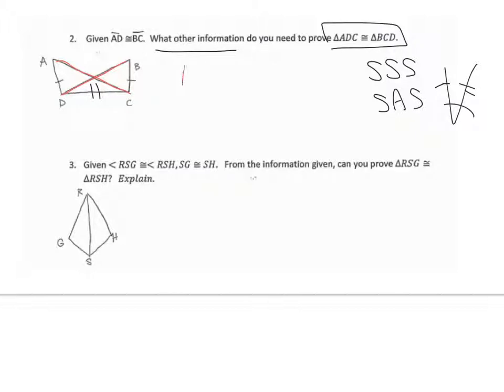I would either need to know that the segment AC is congruent to the segment BD. That would give me side, side, side. But we also need to know an angle to get side, angle, side. So I could have that these two angles are congruent. These are the two angles that are in between the two sides. So if I did side, side, side, I would need to know AC is congruent to BD. But to do side, angle, side, I would need to know that angle ADC is congruent to angle BCD.